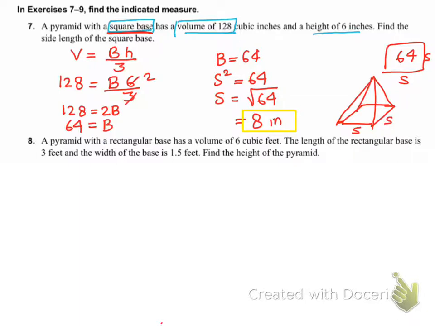Question number 8, a rectangular base is given for a pyramid. The volume is given, same kind of question. The length of the rectangular base is 3 feet and the width is 1.5 feet. So now if you want me to draw, I can draw it again. It is just like this.